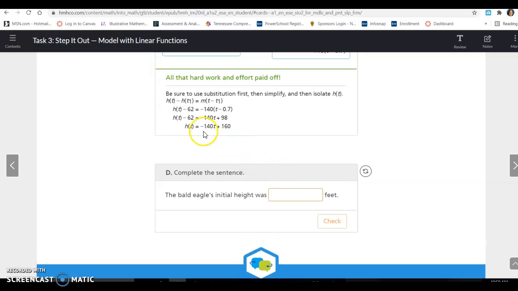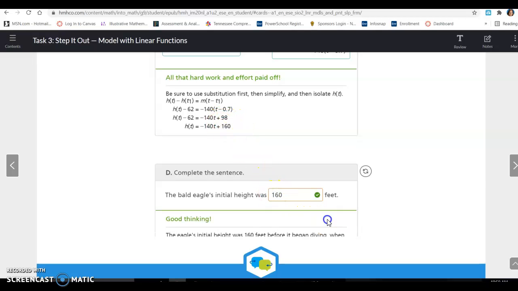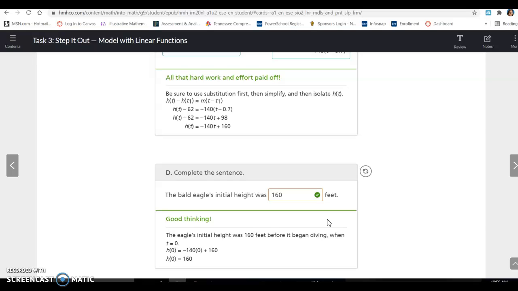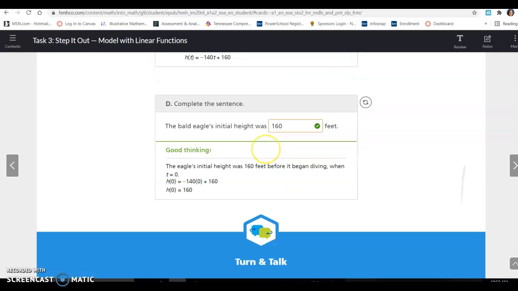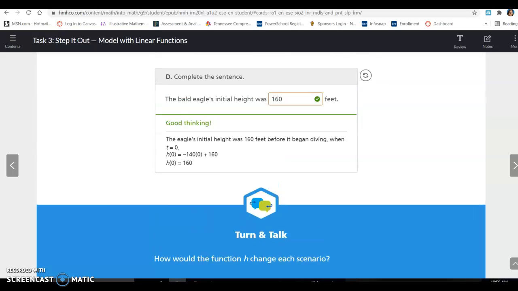All right, so from the equation, the y-intercept here is 160. So we know that that was the bald eagle's initial height. And that comes directly from plugging 0 into your equation and getting the 160. Or rewriting this in slope-intercept form, that will give you that as well.